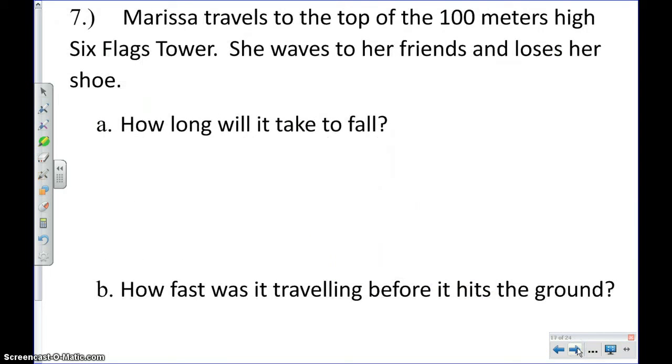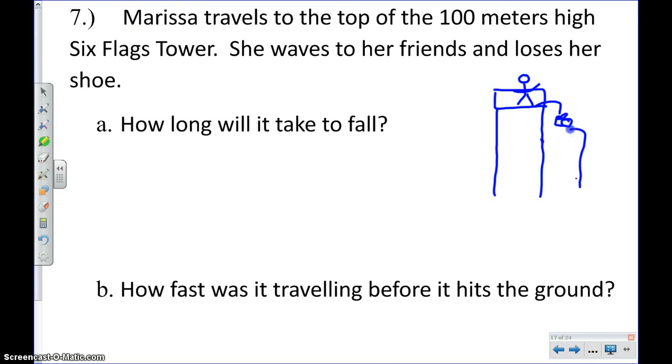All right, Marissa travels to the top of a 100-meter high Six Flags tower. She waves to her friends and loses her shoe. So let's draw the tower. Okay. So Marissa's up here. I don't know how she loses her shoe, but her shoe falls off. So let's draw a little shoe with a little shoelace.